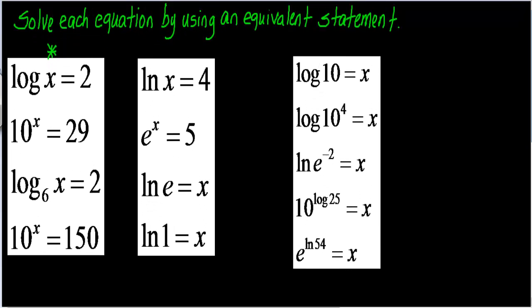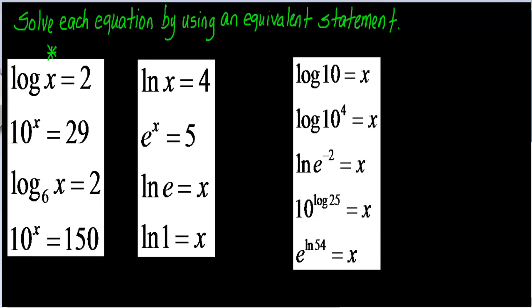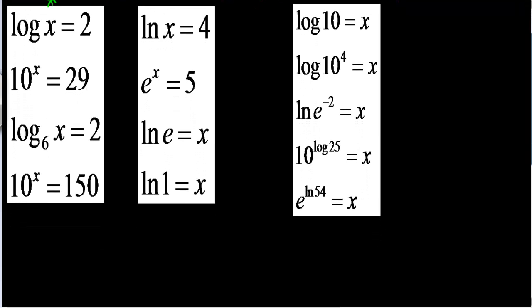So let's start. It says solve each equation by using an equivalent statement. That means use what you know about changing from a log to an exponential and vice versa. So for our first one here, log x equals 2, I'm going to rewrite it here. Log base 10 of x is equal to 2. Now to solve for x, that means find the value of x, I'm going to rewrite it as an exponential function. So this becomes 10 to the second power equals x. And 10 to the second power is 100. So I found x. X is equal to 100. And you're done.